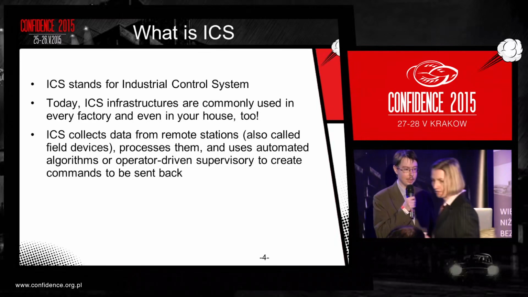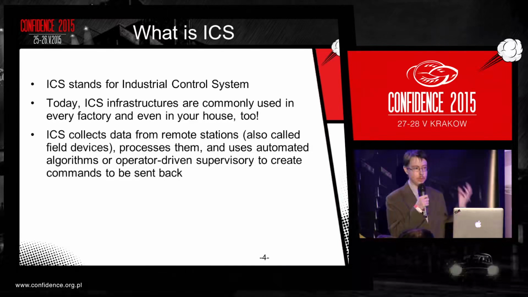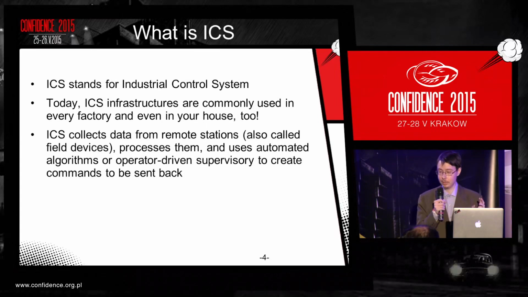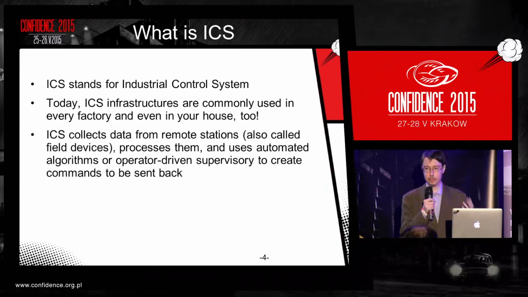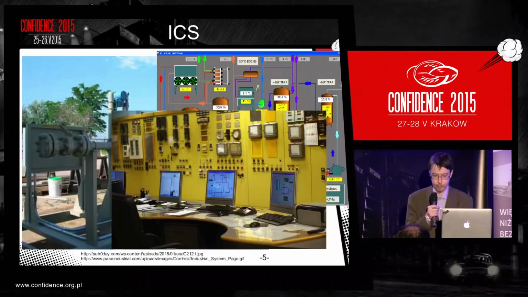In general, ICS collects data from remote stations, also called field devices. Such field devices could be temperature sensors that aggregate some value from the physical world. ICS processes these values and uses automated algorithms or, if needed, operator-driven supervisory control to create commands to be sent back to devices called actuators that do the dirty work, interacting with the physical world, like switching a pump on and off or opening and closing gates.